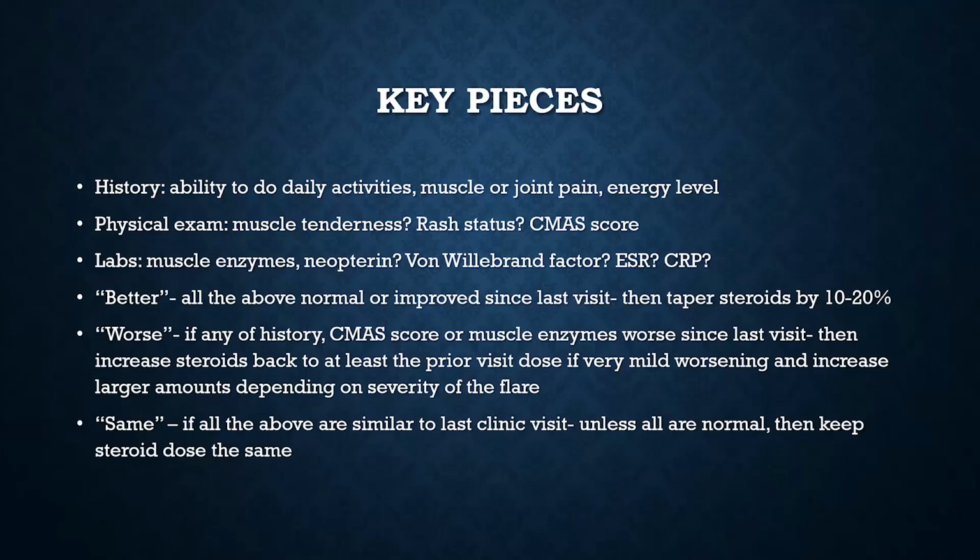If they're worse, so if any of these components are worse, then you need to increase the steroids back to the dose they were at least on the prior visit, and sometimes higher, so that you hopefully decrease the chance of having a major flare. And if all these things are the same as the last clinic visit, then you're going to keep the steroid the same and see how they're doing the next visit. So that's how you put all this information together to inform your treatment decisions for the child.